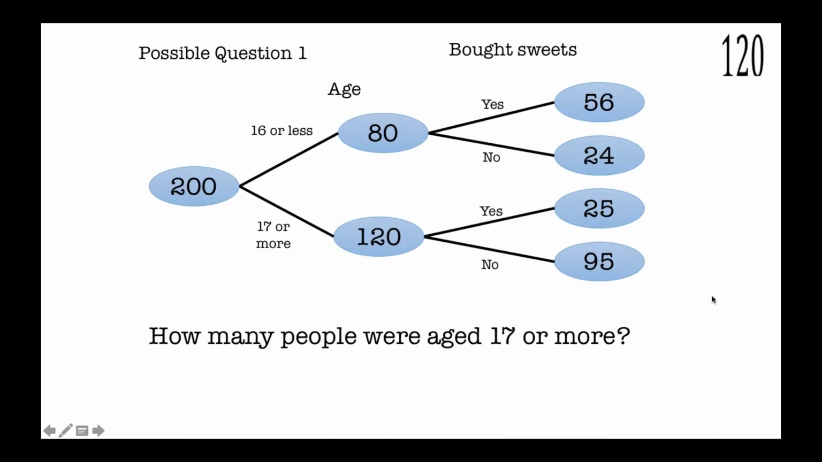So let's have a look at a possible question. A question that you could get when you're looking at something like this is how many people were aged 17 or more? If we're looking from the beginning here, we know there are 200 people and 17 or more is 120. So that would be our answer for that question.